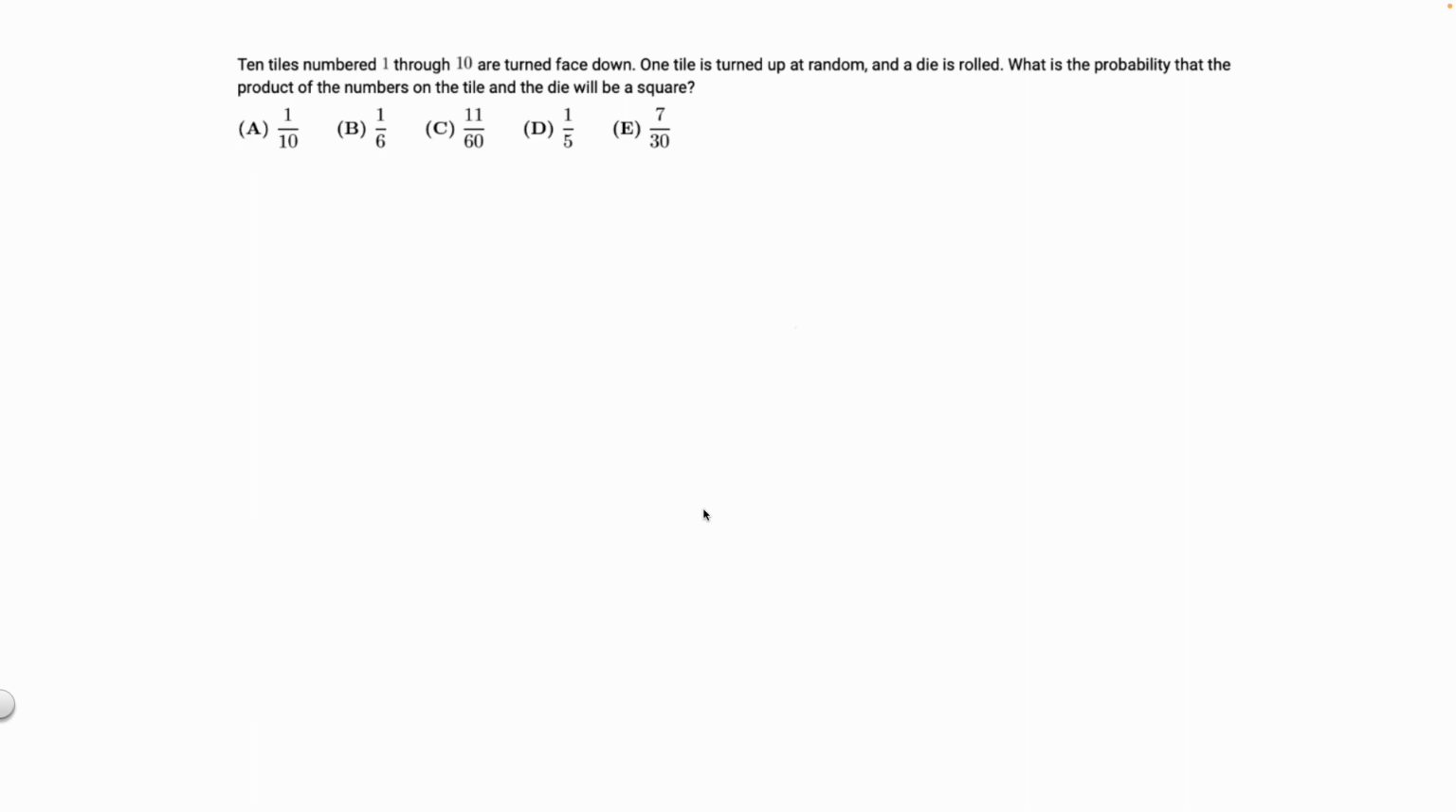10 tiles are numbered 1 through 10 and are turned face down. One tile is turned up at random and a die is rolled. What is the probability that the product of the numbers on the tile and the die will be a square?